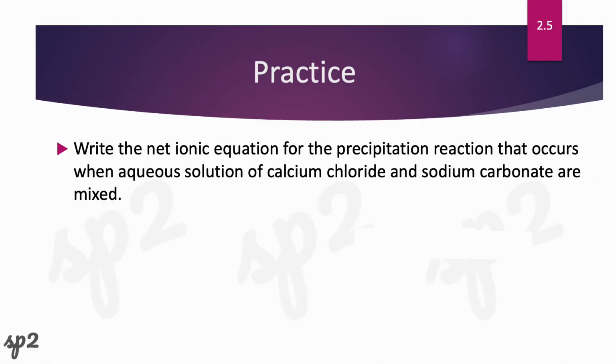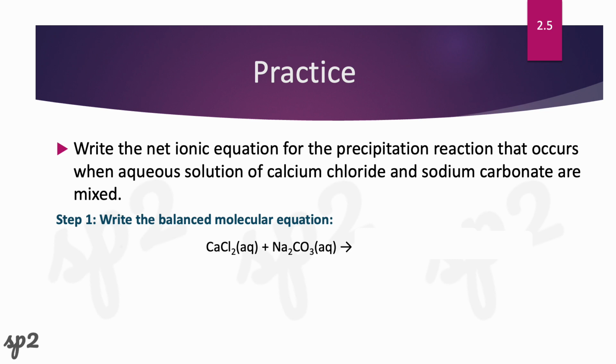Okay, so here's our practice. It says write the net ionic equation for the precipitation reaction that occurs when we have aqueous solutions of calcium chloride and sodium carbonate. Okay, so I'm going to start by writing the balanced molecular equation. I know that my calcium chloride is going to be CaCl2, and my sodium carbonate is going to be Na2CO3. I also know that both of these are soluble, right, based on my table. So I'm going to write them as aq, okay?